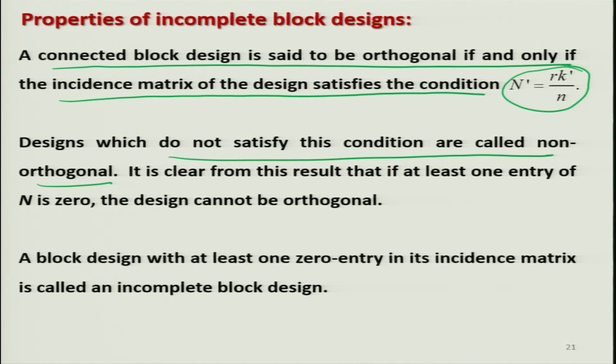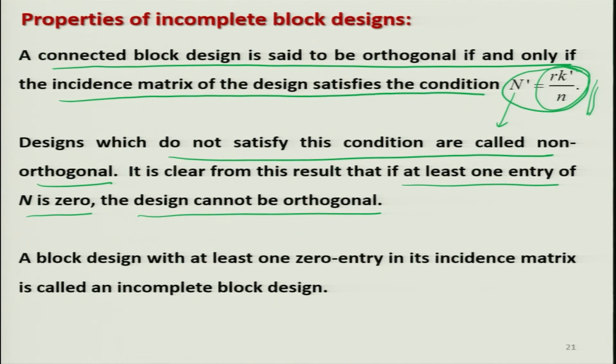So, now if you try to see the structure of R K transpose upon N from here, you can also do a small analysis. If there is any entry in this incidence matrix N which is 0, then the design cannot be orthogonal, because you cannot express N transpose in this format, that is R K transpose upon N, right. So, now we have a very simple rule that if at least one entry in the incidence matrix N is 0, then the design cannot be orthogonal, right.